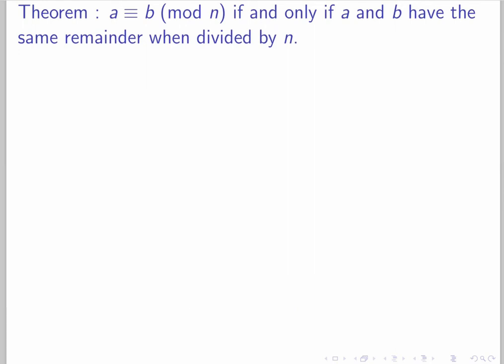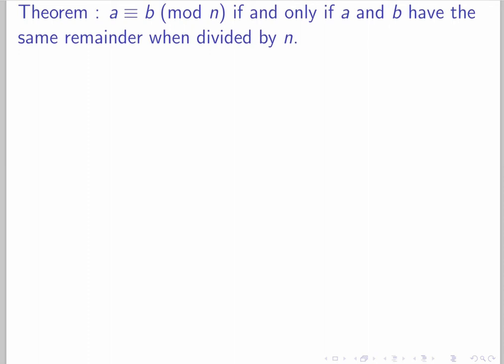So next, I'm going to present the theorem that really does show why the modular equivalence that we just talked about is related to the division algorithm that we talked about first. It says A is equivalent to B mod n if and only if A and B have the same remainder when we divide them by n.